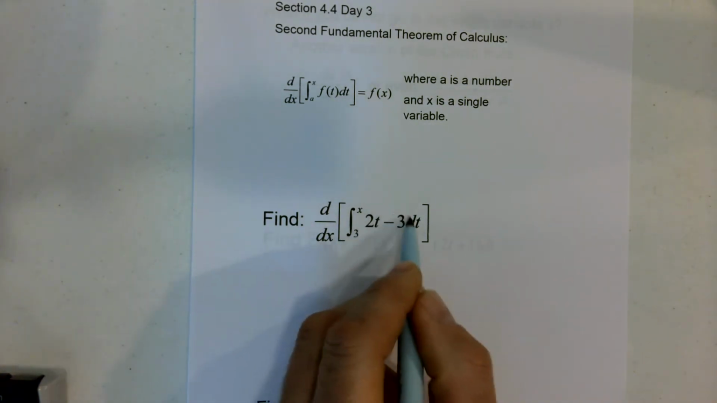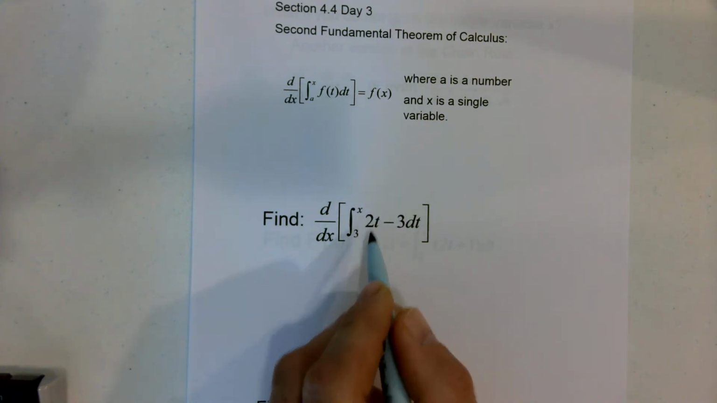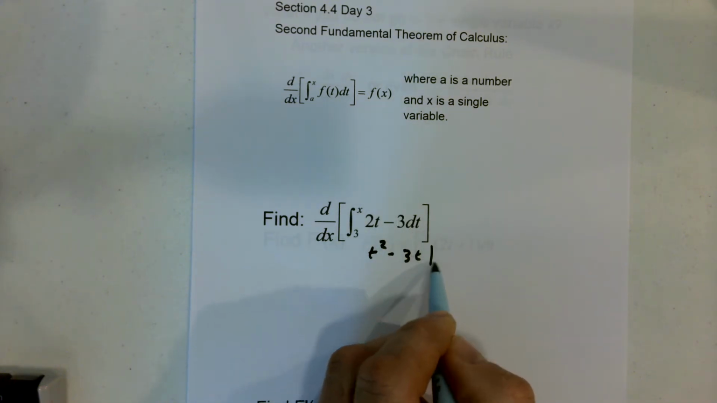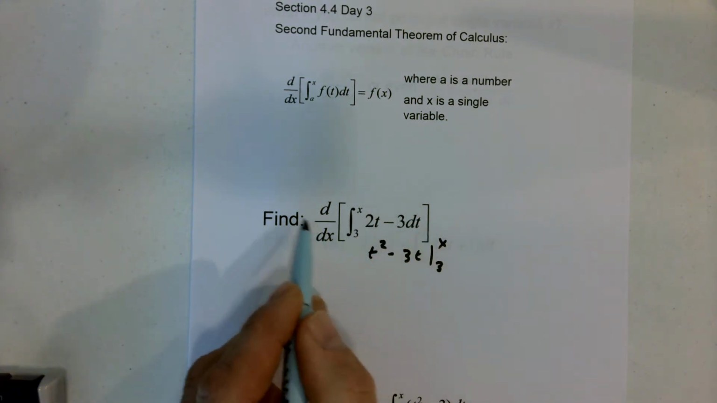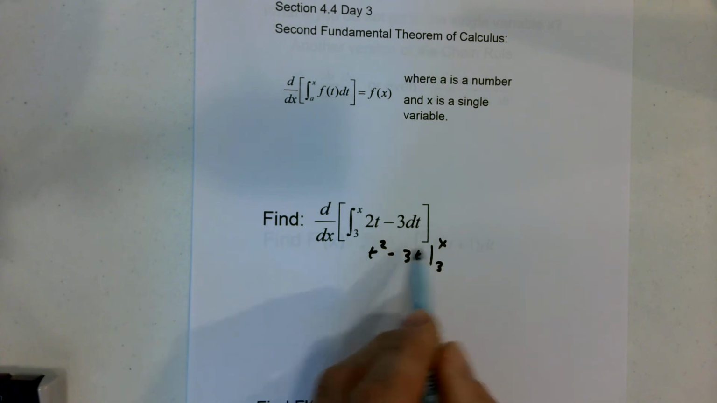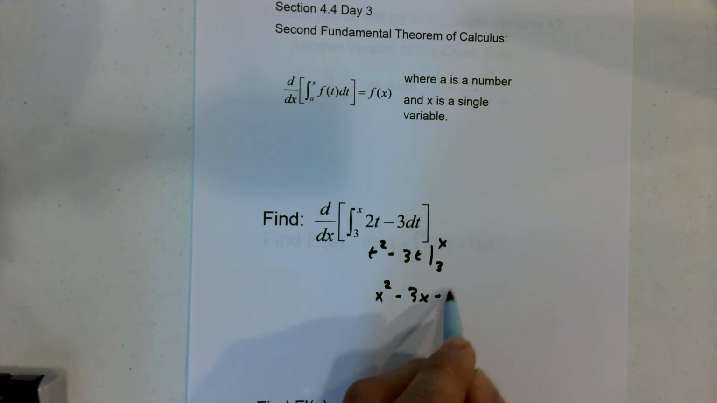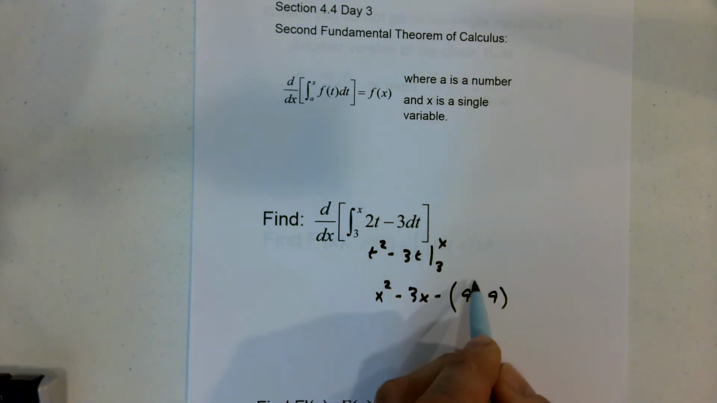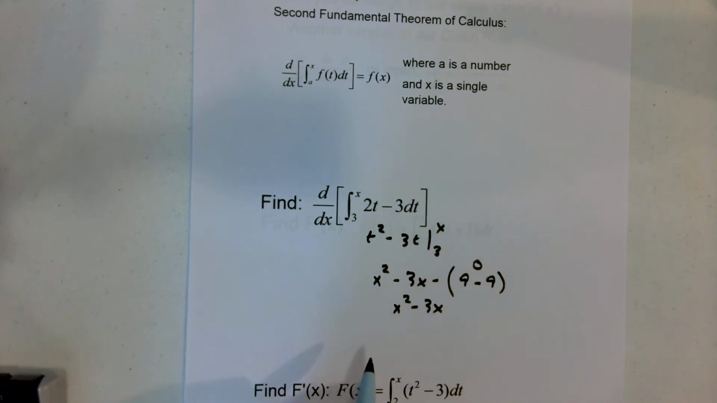So how do we find the integration of this? Well, the integration of 2t is t squared minus the integration of 3 is 3t, from 3 to x, isn't it? And that's just looking at this integration part. We're not worried about this derivative just yet. If I plug in my x, I get x squared minus 3x minus my lower bound, f of 3. So I get 9 minus 9 in this case, which is 0. So I end up with x squared minus 3x.